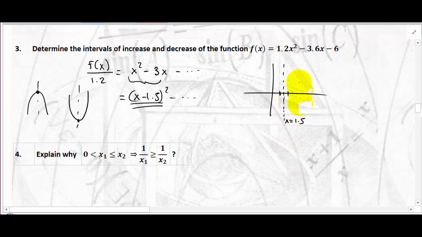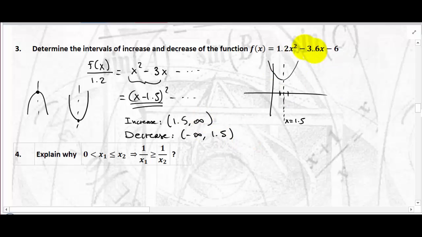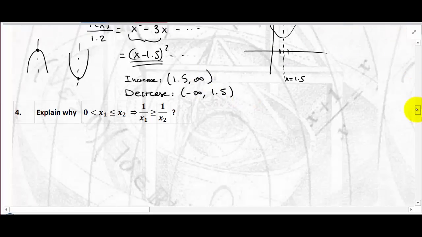x equals 1.5. My function is concave up. My function is like that. And so what do I want? I want the increase first. The interval of increase is going to be from 1.5 to infinity, and the interval of decrease will be from negative infinity to 1.5. That's it. We know everything there is to know about a parabola. All right, I'm going to do 4 and 5 because these are a little bit tricky.